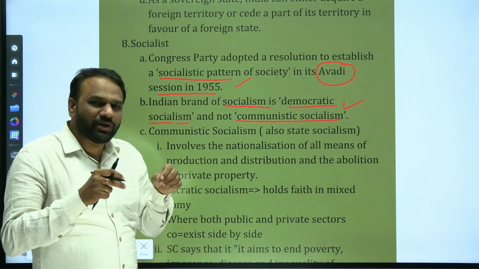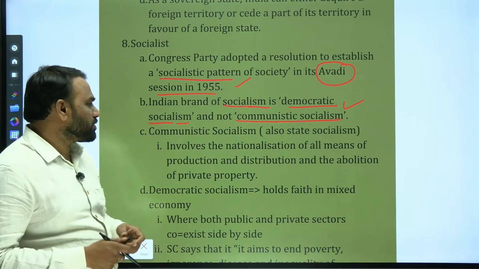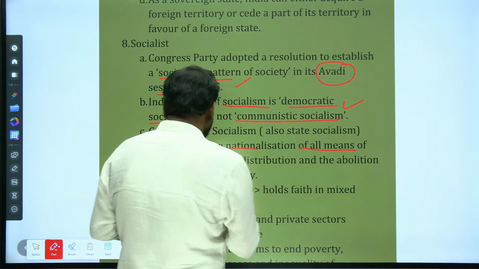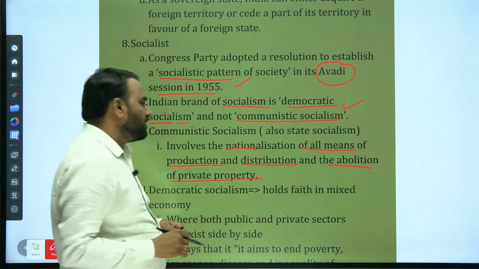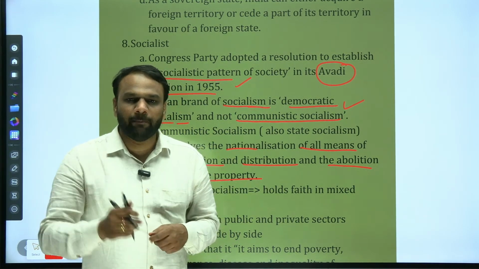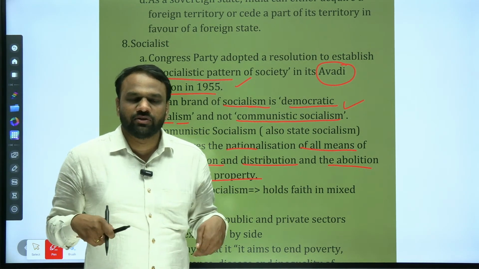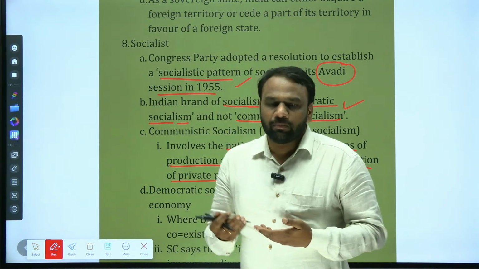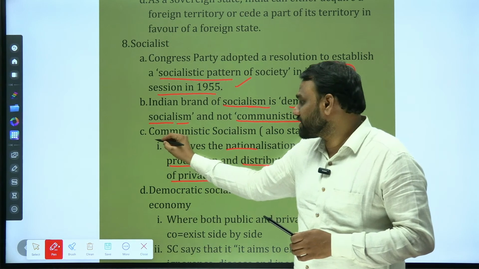Let us not go into the deeper aspects now; to some extent, we shall understand the superficial. So what is communistic socialism? Also called state socialism, it involves the nationalization of all means of production and distribution and the abolition of private property. Communistic socialism says that everything has to be owned by the government. For example, you are using a pen; this pen has to be manufactured by a government company. You are wearing a dress; this dress has to be manufactured by a government company. You are consuming food; this food has to be produced and distributed by a government company. Completely government. That is called communistic socialism.